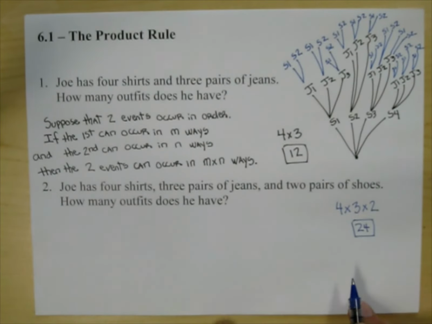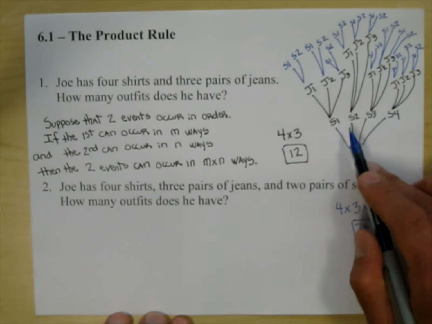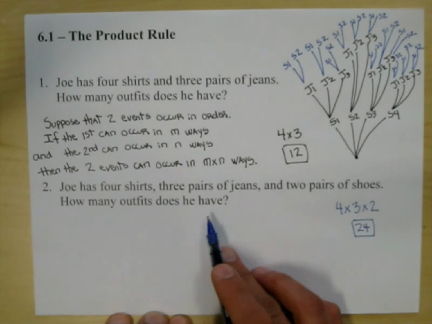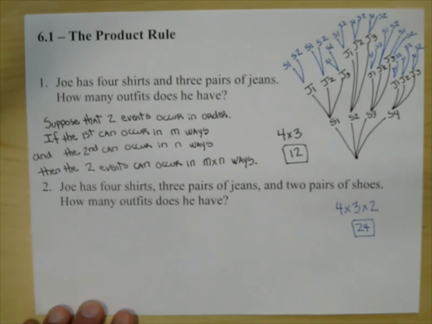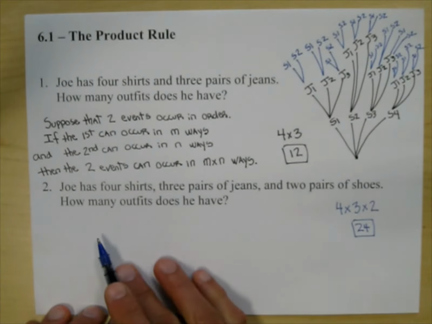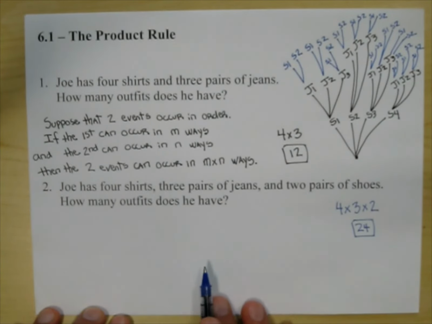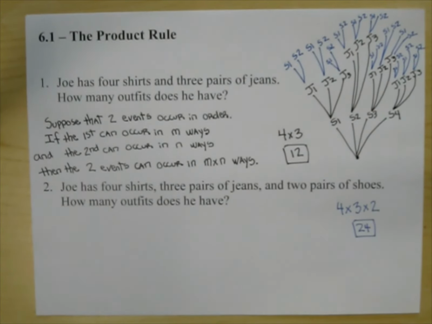So from now on, I'm not going to draw the tree diagram. But this problem right here illustrates that the product rule can be generalized to 3 events. So I'm going to go ahead and write out the product rule for 3 events so you can see what it looks like. I'll pause the video and then I'll come back and you'll see it.